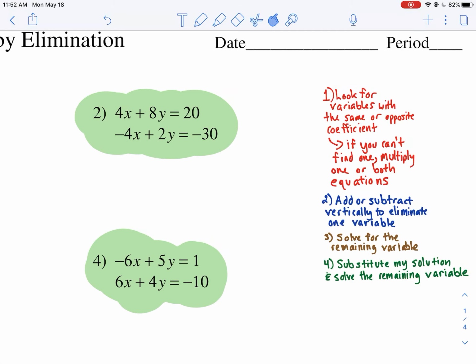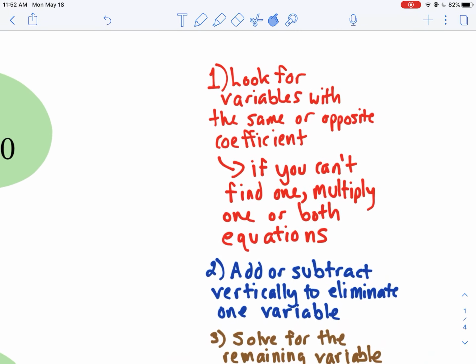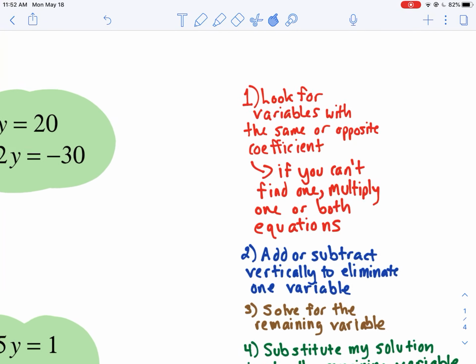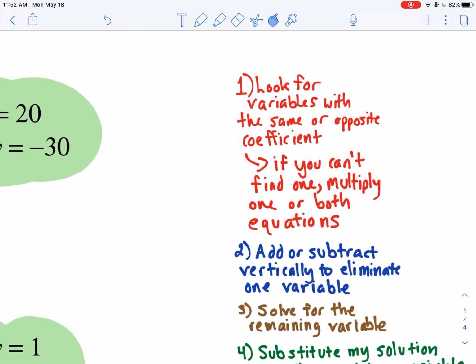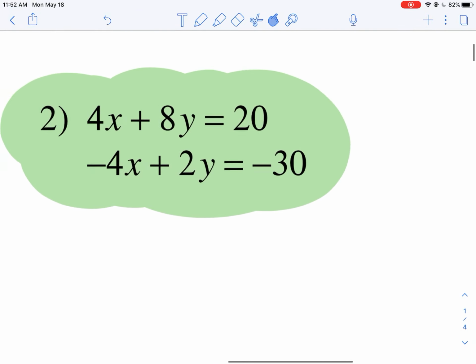Alright, so we got our first system here, number 2. Our first step is we look for variables with the same or opposite coefficient. And we have a step here that says if you can't find one, multiply one or both equations. Today, you're going to be dealing with equations that have the same coefficient or they might be opposite coefficients. So you're going to be in pretty good shape. Let's take a look here.